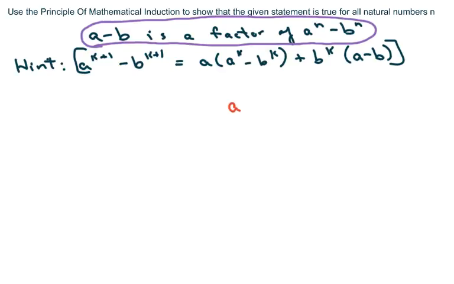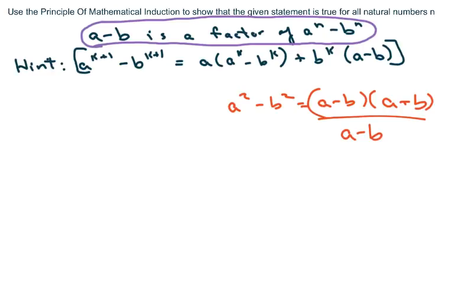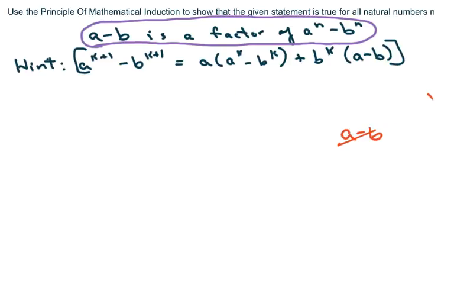You know that a squared minus b squared equals a minus b times what? A plus b. So in other words, we can divide by a minus b, correct? So basically, that's what it's referring to as a factor of. So let's go back to this.